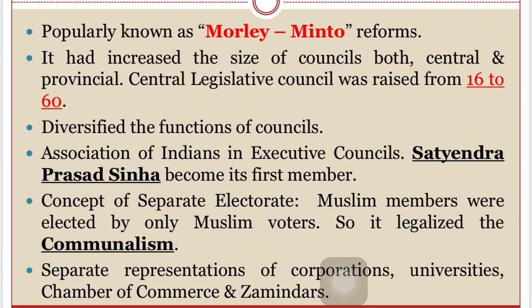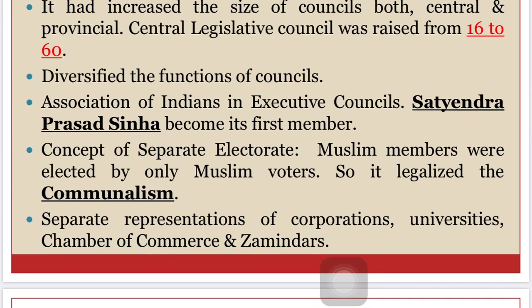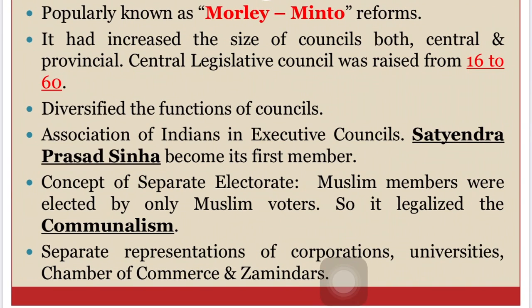Satyendra Prasad Sinha became the first Indian member. So the concept of separate electorates was introduced, in which a Muslim member was elected only by Muslim votes. It legalized communalism, which started after that. There was also separate representation for corporations, universities, chambers of commerce and zamindars.